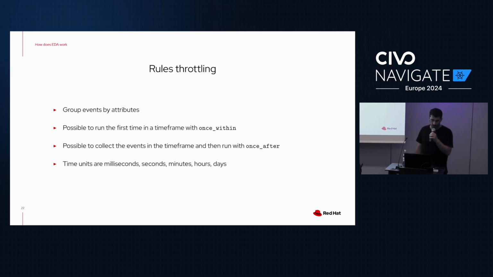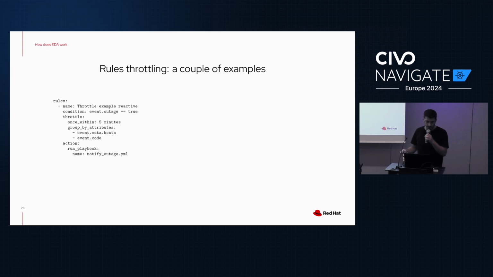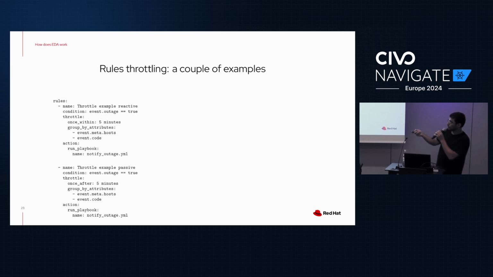So, a couple of examples. This one is a reactive one, of the first kind. It will run the notify outage playbook the first time the event happens, and then for 5 minutes it will not care about the same event happening again, so that you don't ping your people 50 times in 5 minutes, because they will still need 5 minutes to react. Or this case is the opposite, which is it runs once after 5 minutes, and then it will know the number of times that it got fired.